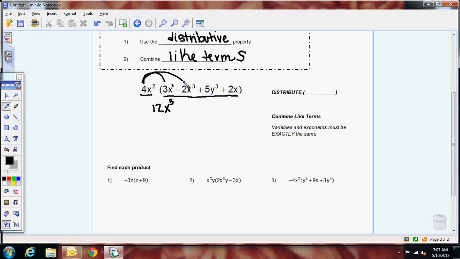So 4 times a negative 2, be careful of those signs in front. So 4 times a negative 2 would give us negative 8. And then we have x squared and x to the third. So if we add those exponents, we're going to have x to the fifth. And then we're going to keep distributing. So 4 times a positive 5 would give us positive 20. So I'm just multiplying the coefficients first.